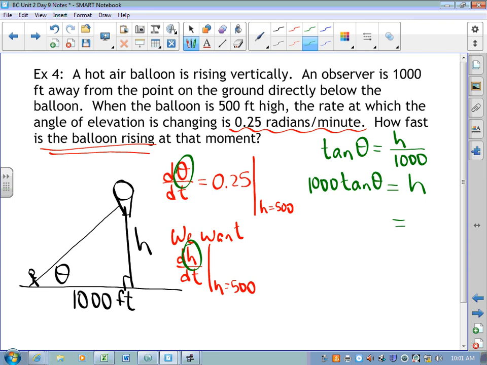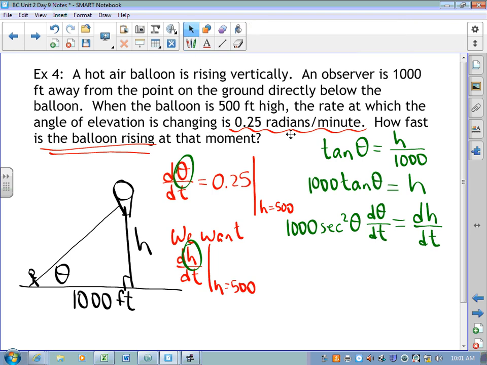What happens now? We take the derivatives of both sides with respect to time. The derivative of h with respect to time, that's easy. That's the guy we're looking for. On the other side, the derivative of tangent theta is secant squared theta times, by chain rule, d theta dt. So what's left for me to know? I have to know what d theta dt is. That's easy. And I have to know what secant squared theta is.